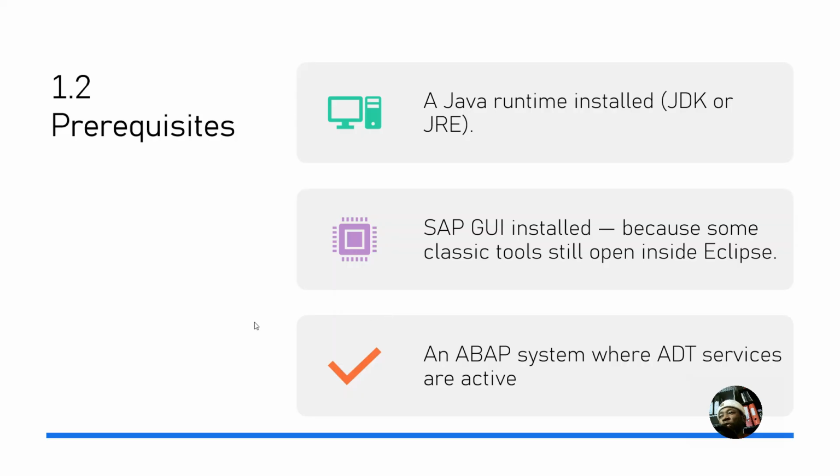Further on, we want to talk about the prerequisites. I want to believe that you have a Java runtime installed, which is the JDK or JRE, and then you should also have an SAP graphical user interface installed, because some classic tools will still open inside Eclipse. And then you should also have an ABAP system where ADT services are active. Okay, so these are the three prerequisites for you to be able to follow along.